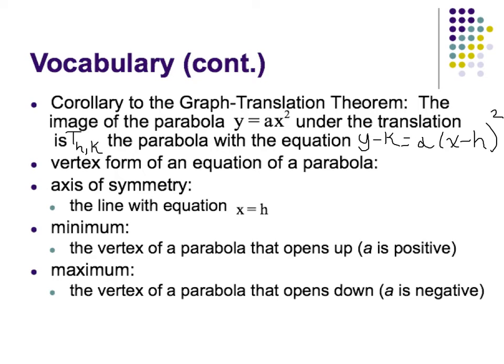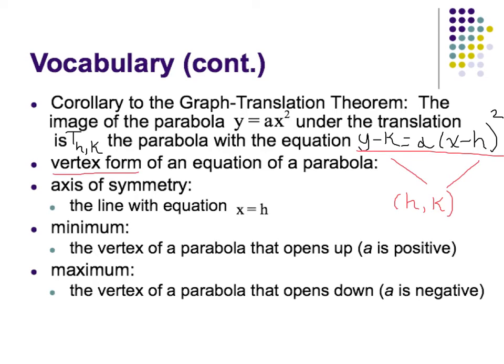Now there are several features of these parabolas that we want to recognize. First, this form of the equation, y minus k equals a times the quantity x minus h quantity squared, is called vertex form. Okay? It's called vertex form because in the equation we can see what the coordinates of the vertex are. H and k are the coordinates of the vertex.